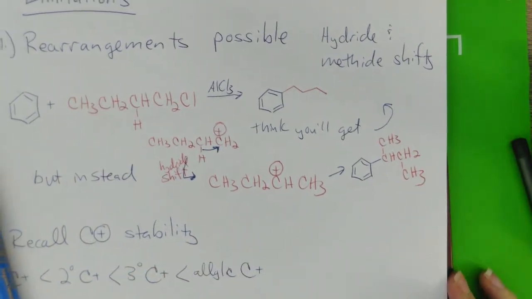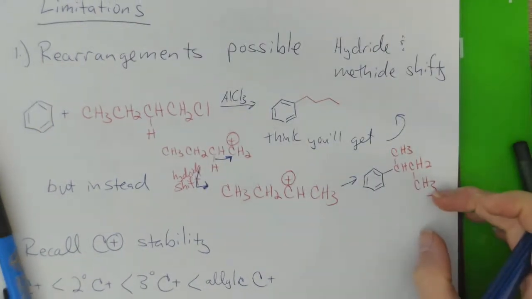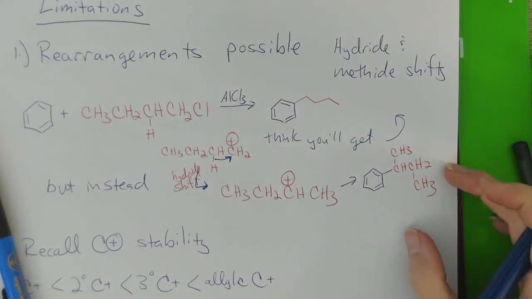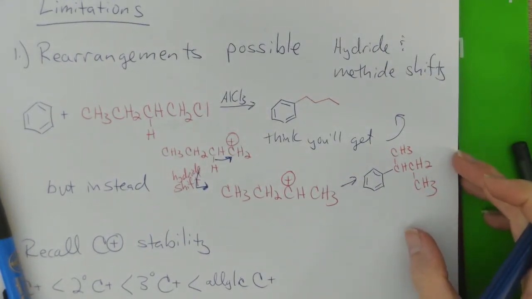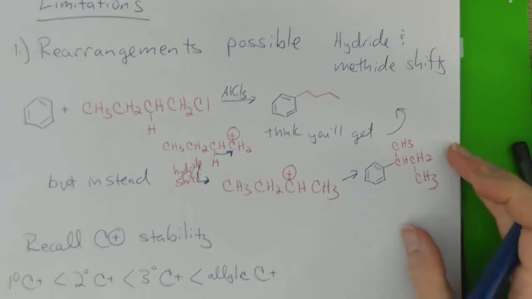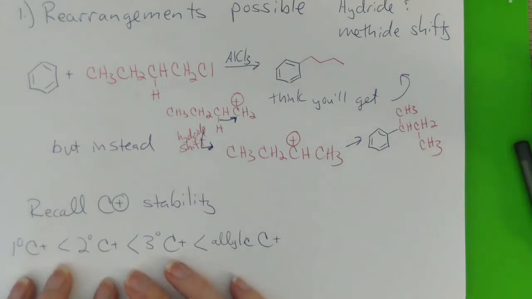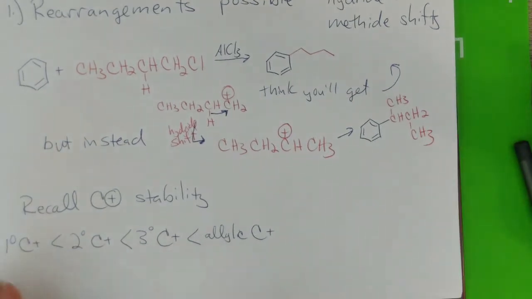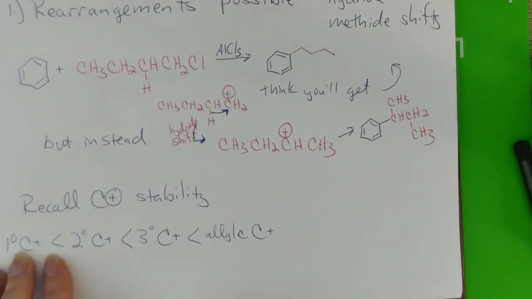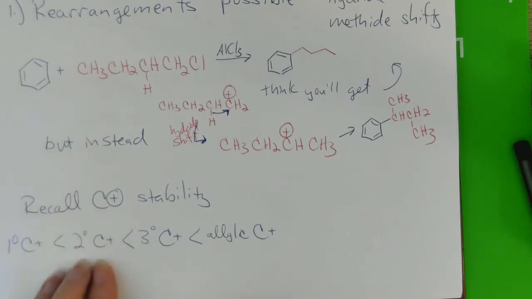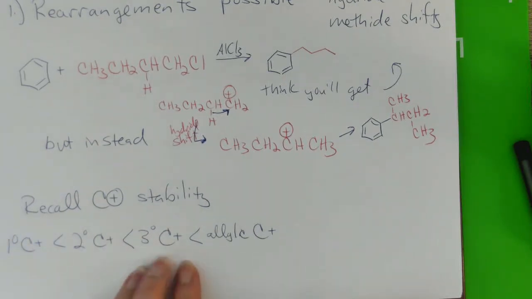Okay. All right, so rearrangements can happen in Friedel-Crafts alkylation, so that can be problematic. It's helpful to just remind ourselves about carbocation stability. So primary carbocations are less stable than secondary carbocations, which are less stable than tertiary carbocations, which are less stable than allylic carbocations.